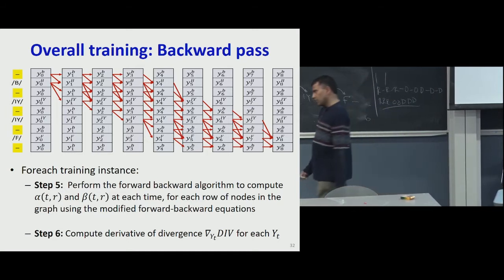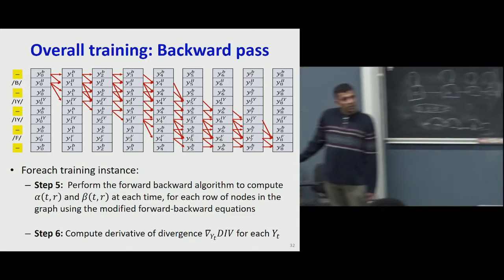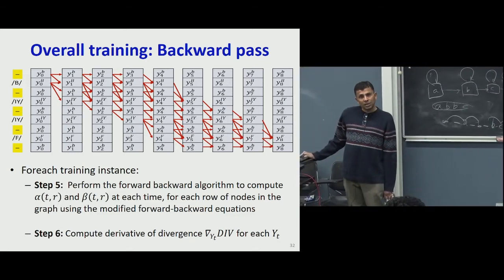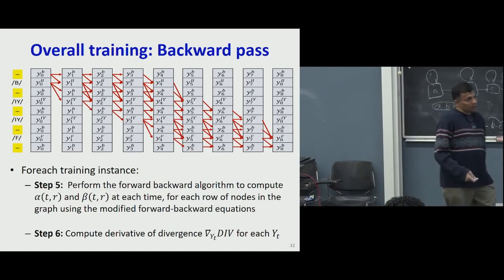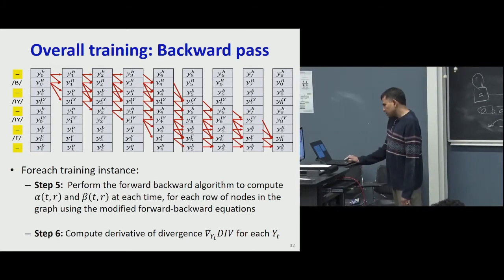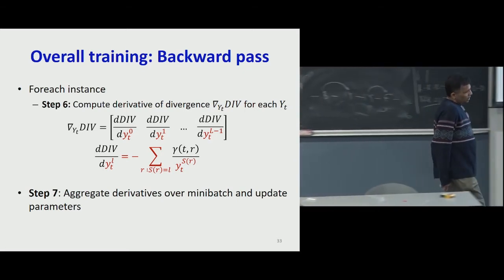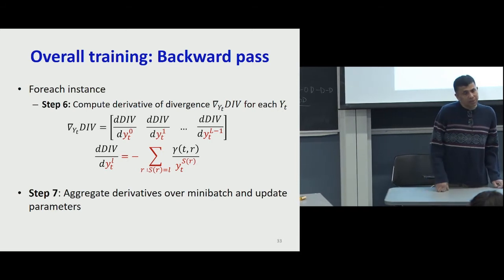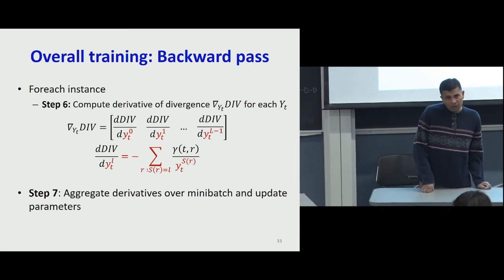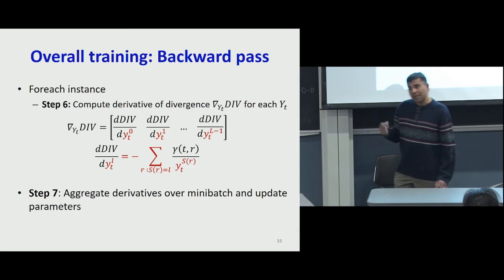And then finally, in the last step, you would compute the derivative of the divergence, which is the expected divergence over all possible alignments, right? For every possible symbol. And now observe that this is basically the derivative of the divergence with respect to the probability assigned to every symbol by the network. And because symbols can repeat in the graph, you're going to have to sum over all the repetitions in the graph. There's one particular symbol which is guaranteed to repeat in the graph.